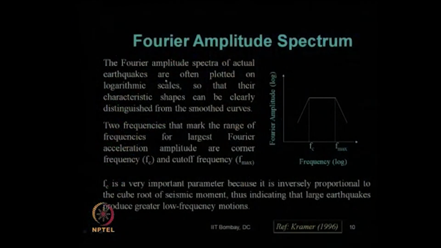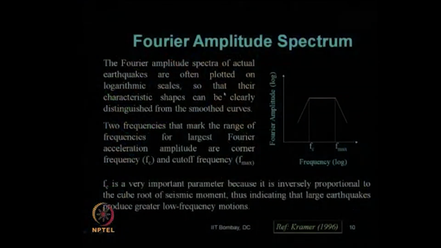So, let us look at the picture of how a Fourier amplitude spectra looks. Let us look at this slide. The Fourier amplitude spectra of actual earthquakes are often plotted on a logarithmic scale. Why plot on a logarithmic scale? You can identify the intermediate small variations also if you stretch it on the logarithmic scale. That is the advantage of using the logarithmic scale for any variation. So, these are often plotted on the logarithmic scale, so that their characteristic shapes can be clearly distinguished from the smooth curve.